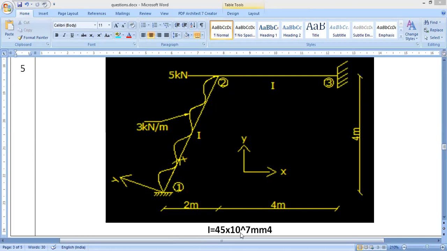And the I value here is 45 into 10 power 7 millimeter to the power 4, and both the members have the I values equal to I itself, right? Now let us see how to solve this problem using STAAD Pro.